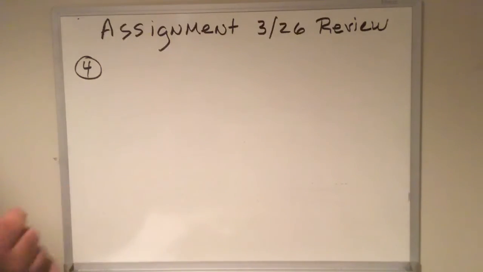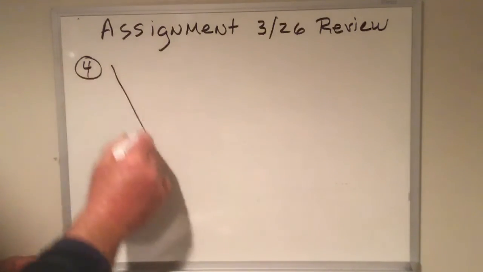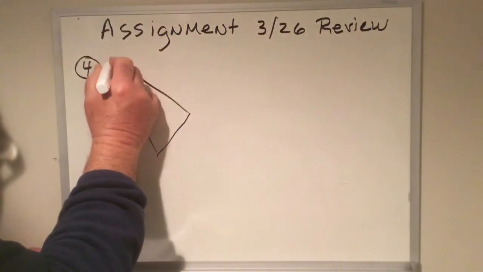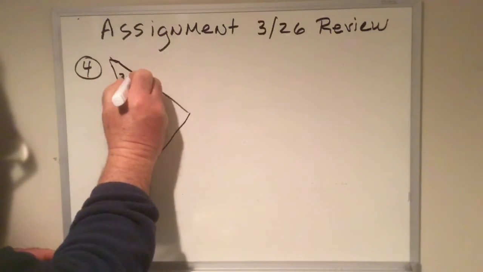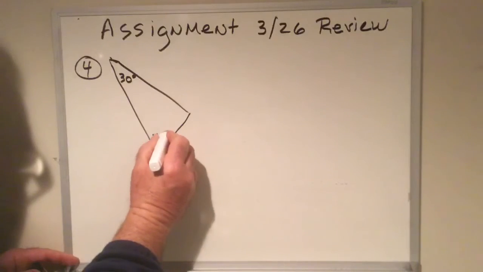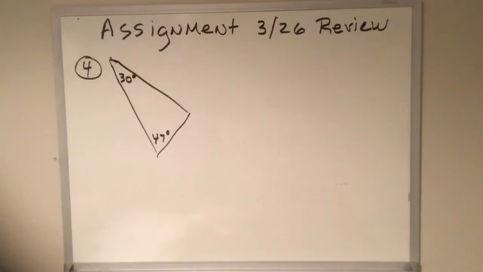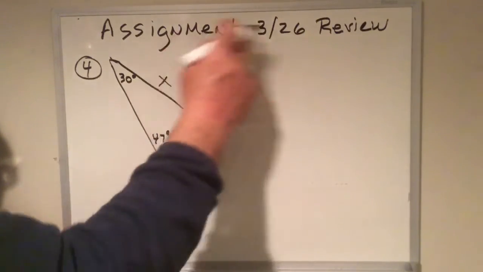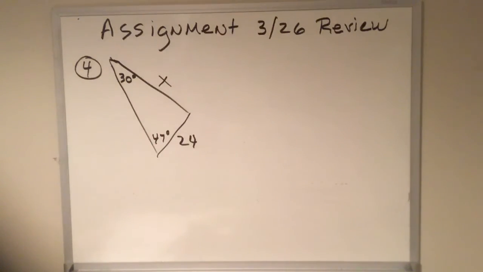Problem 4. We've got a triangle, looking something like that. We've got a 30 here, a 47 down here, and then we've got this side length we're looking for. Remember, all the homework problems here, 4 through 12, are looking for a side length. I don't see one where we're looking for an angle measure. So let's use the law of sines.